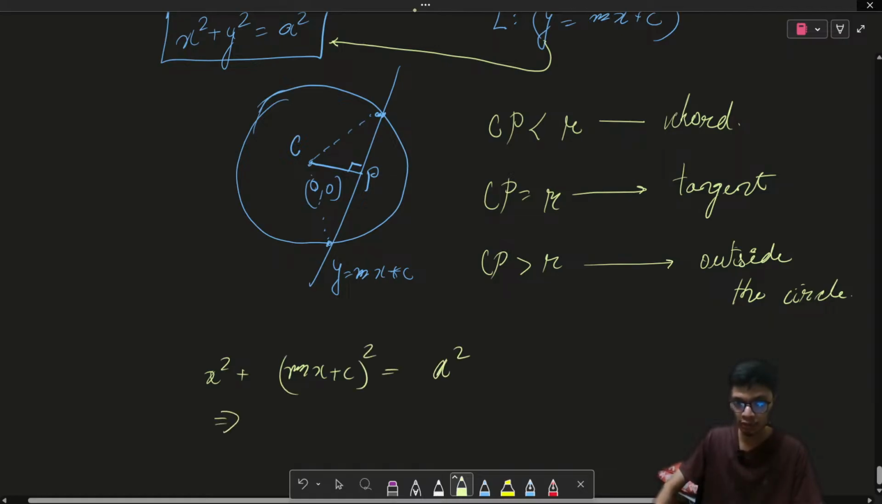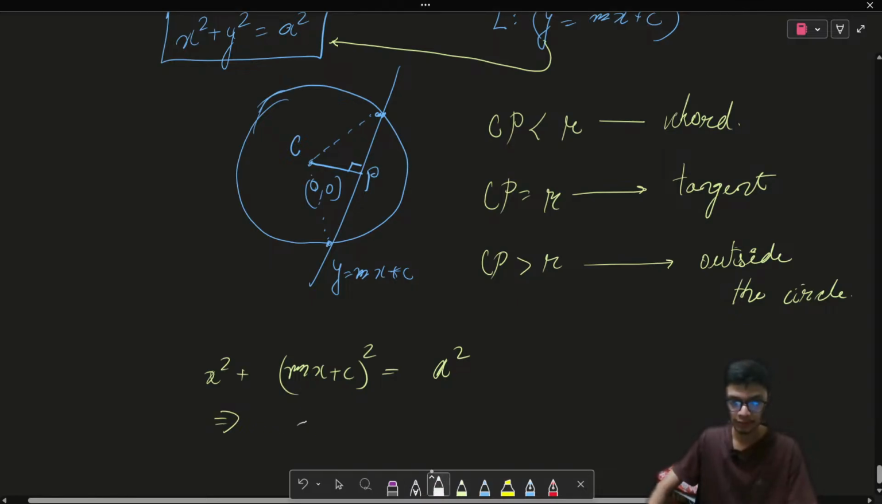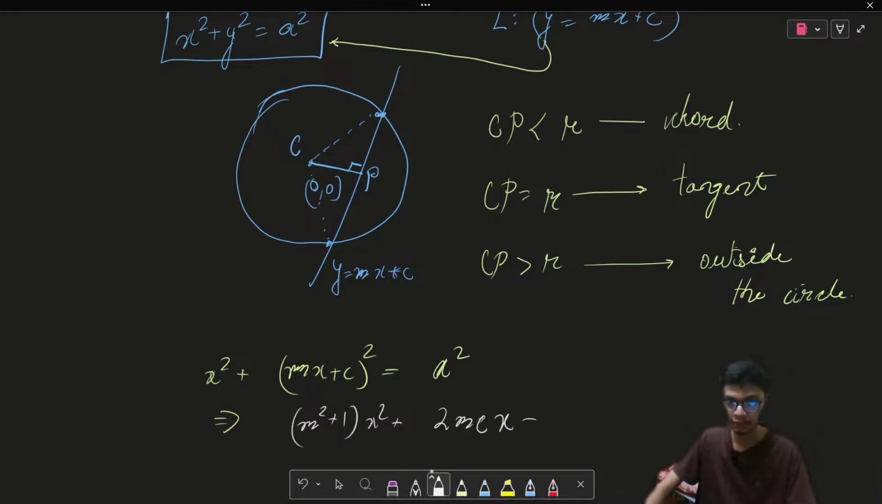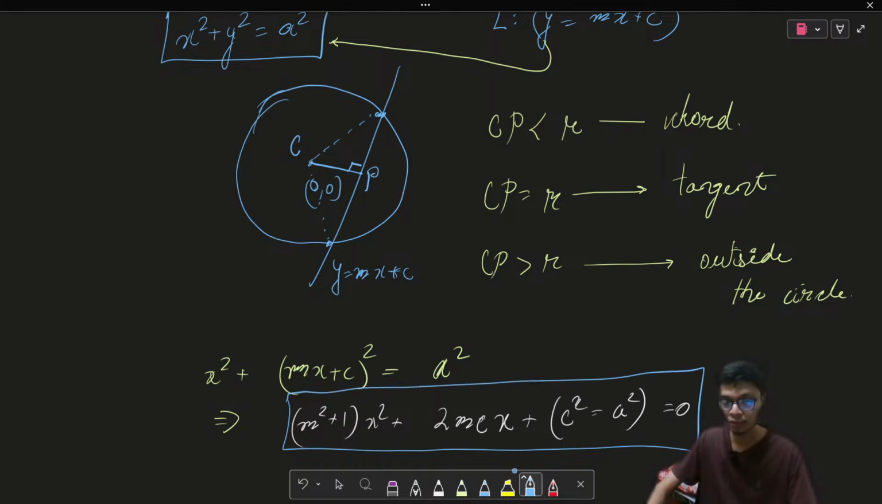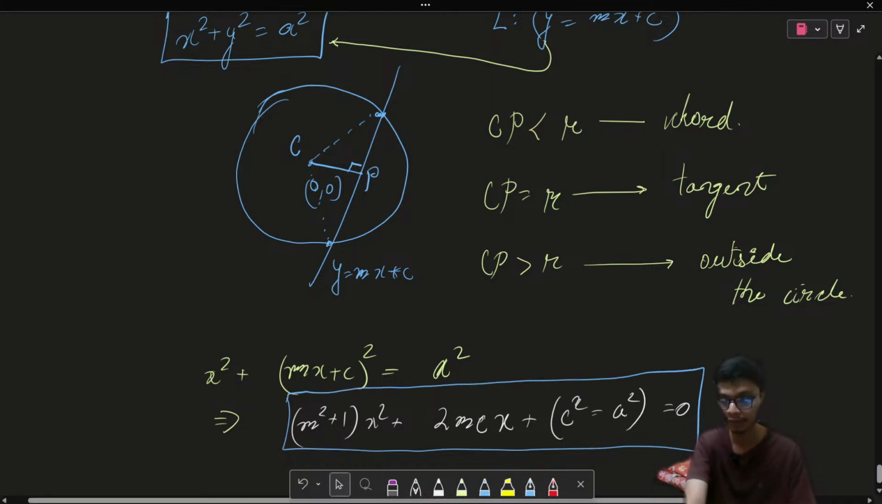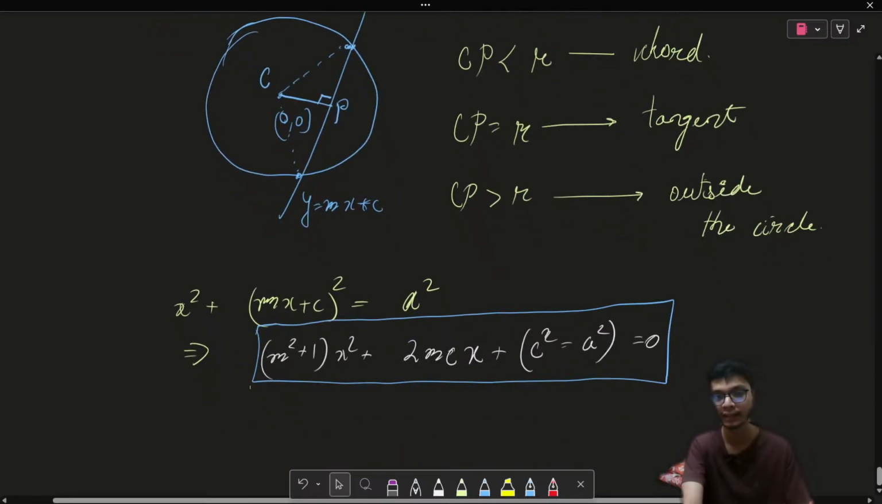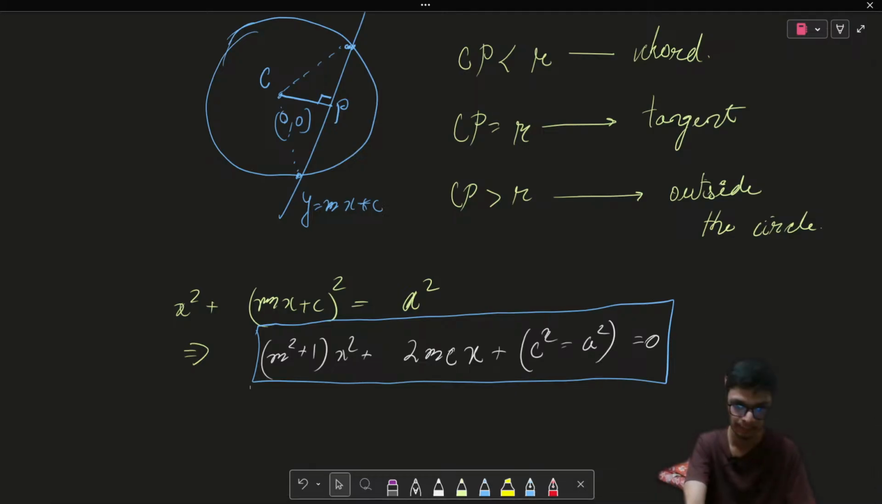Solving for the quadratic in x, it is going to look something like (m square plus 1) times x square plus 2 times m into c into x plus (c square minus a square). So this is how the quadratic equation would look. This is another general quadratic equation in x. If this quadratic equation has got two roots, that means the line is a chord. That means there are 2 points where the line is intersecting the circle.